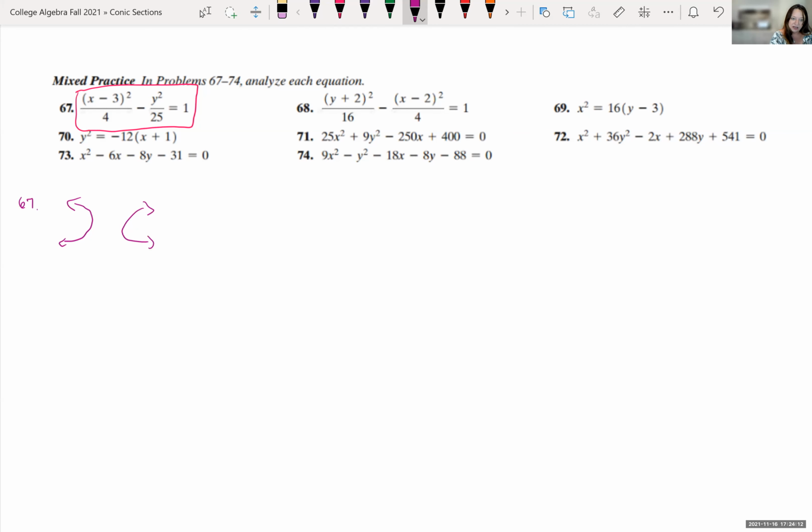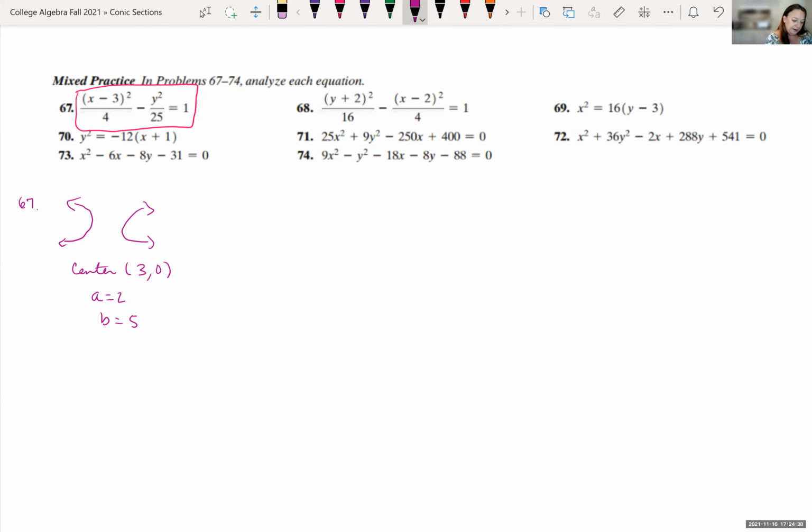We could go further. We could tell what the center is in that case. The center is 3. There's no k value, so 0. We know that A is equal to 2 and B is equal to 5. And we can go on and do more and graph that if we wanted to, but to save time, I just wanted to discuss these a little bit.